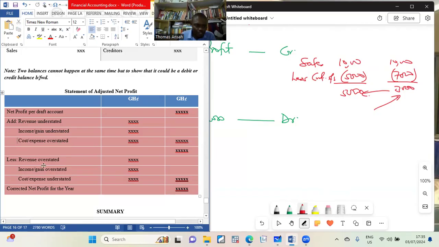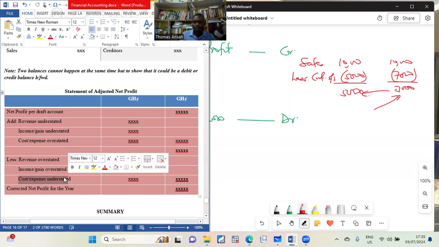The reverse is the same. You will less revenue overstated. All right. Why? Because an overstated revenue increased your profit. So to bring it back, you need to reduce your profit. You need to less it. The same thing, income overstated. Then expense, rather, understated. So the same analogy.